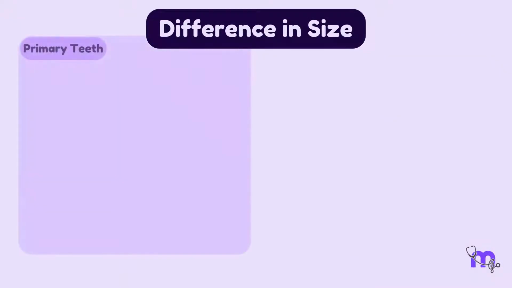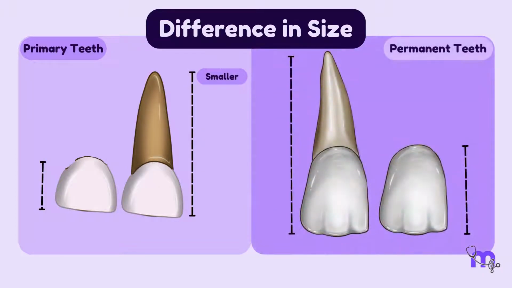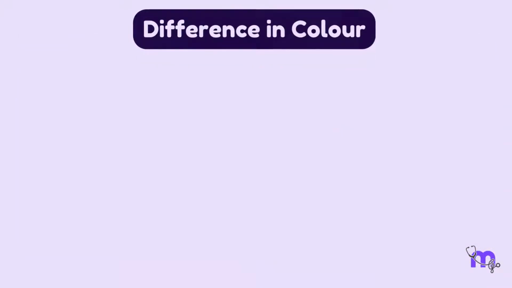Next, she observed the difference in the size. All the dimensions in the primary teeth were smaller than the permanent teeth because children have smaller arches. As the arches grow, they accommodate the larger permanent teeth. Next, she looked at the difference in the color.